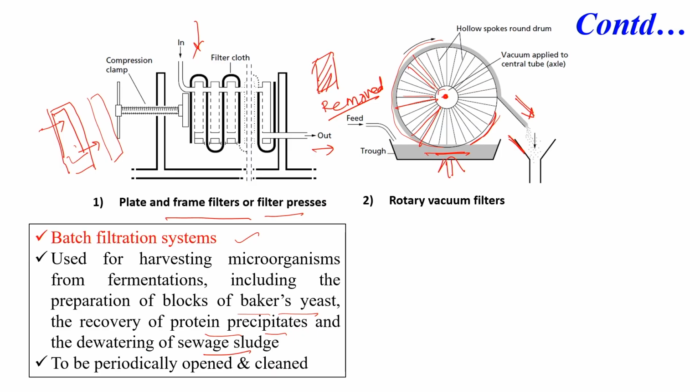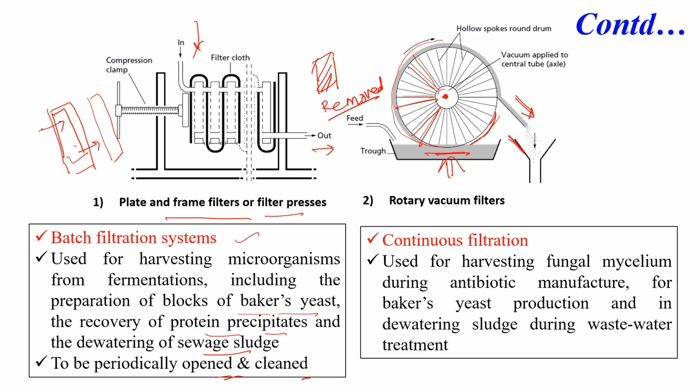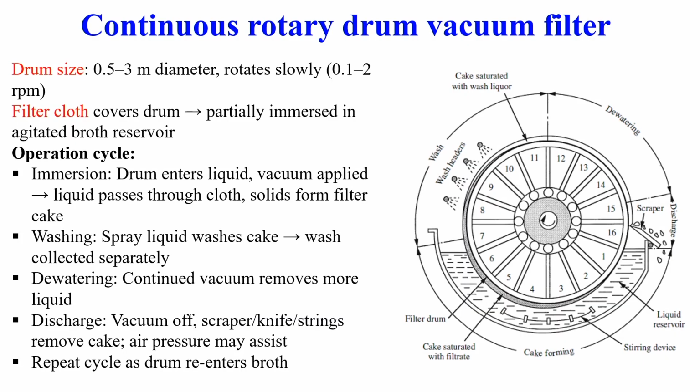And as I told, here the cakes will be deposited, so they must be periodically opened and cleaned. While the rotary vacuum filter is used for continuous filtration and used for harvesting, let us say, fungal mycelium during antibiotic manufacture or Baker's yeast production, and in dewatering during wastewater treatment. So, the only difference is this is a small scale batch filtration system, and this can be used for a continuous filtration process.